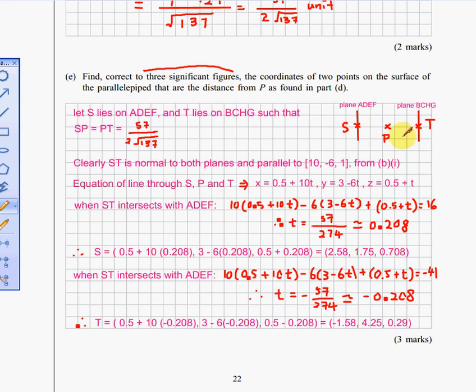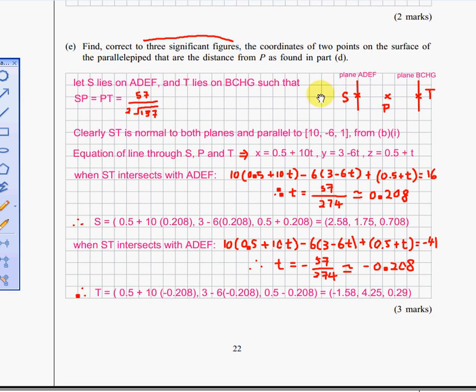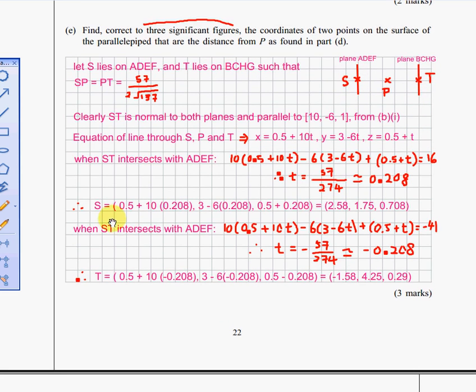And so in a way, P is a midpoint of ST, and the distances SP and PT are the same, which is the value we calculated earlier in part D. So what I do here is construct the equation of line ST, using the normal vector and the point P to form the line, and then find the intersection points of the line with the planes ADEF and BCHG, and then I have the coordinates of my S and T.